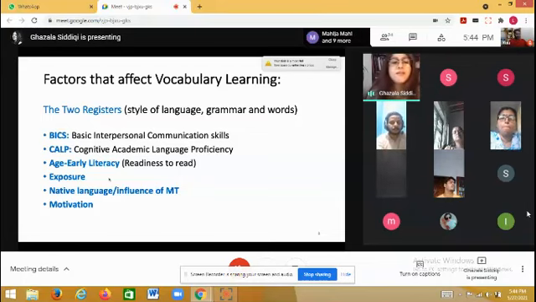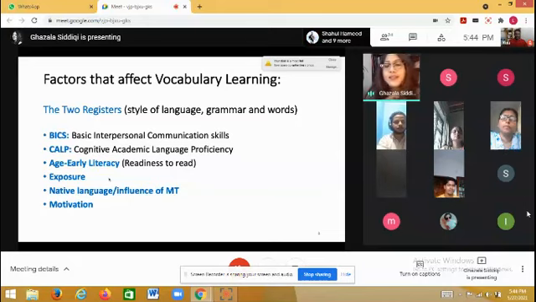Then another factor that's important is exposure. What kind of an exposure level do your children have? Do they have that kind of an exposure in their families? Sometimes it is not there. So what kind of an exposure is needed in the school? You need to expose them to a lot of reading material, a lot of samples of English. All that is very important.